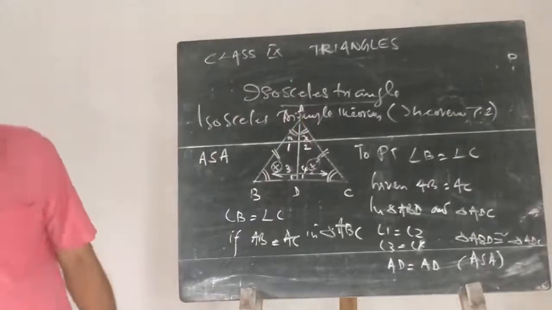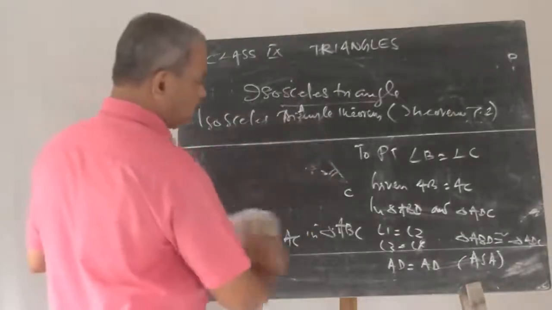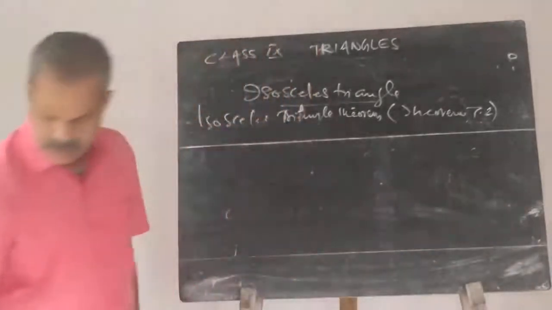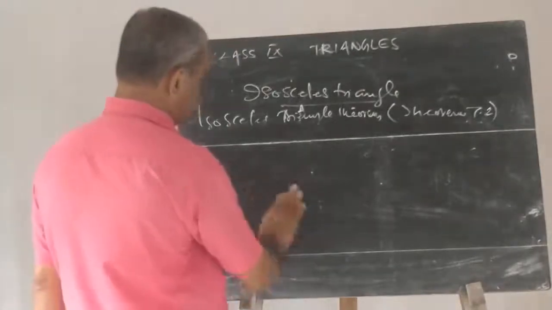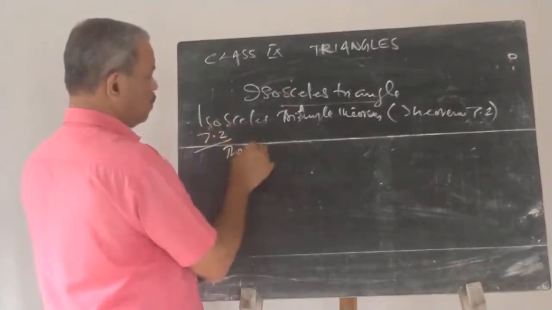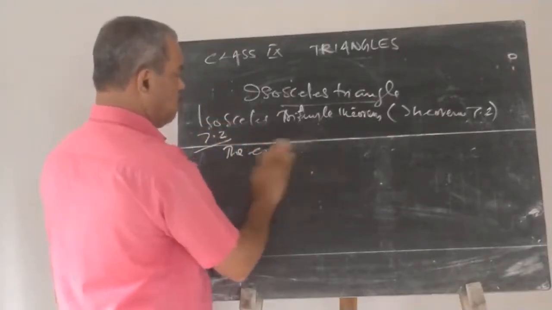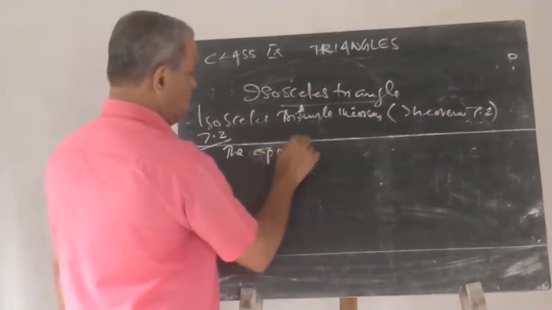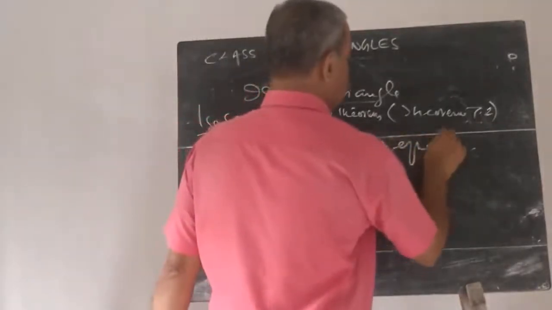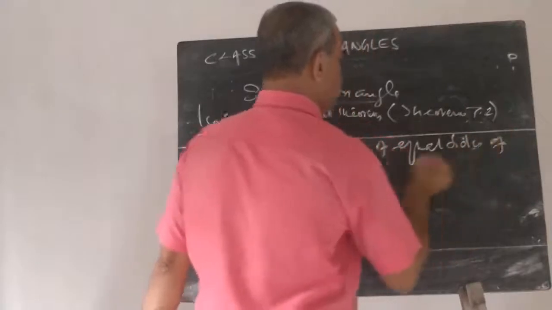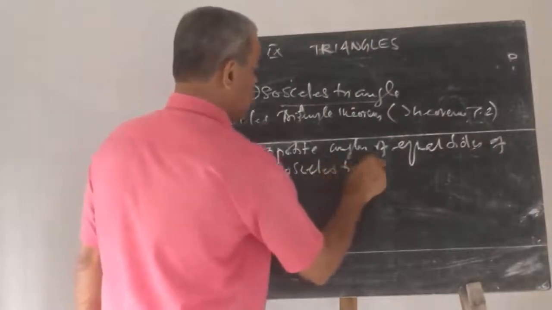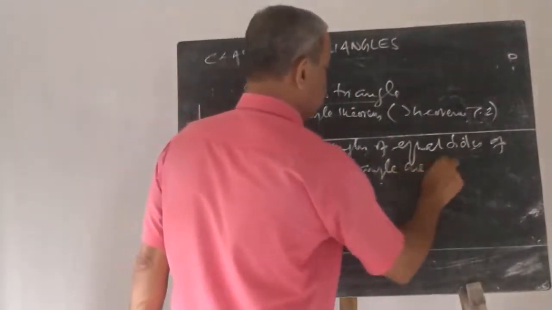Now, can we think of its converse? Let us think of its converse. The isosceles triangle theorem says that the opposite angles of equal sides of an isosceles triangle are equal. Theorem 7.2. The angles opposite to equal sides of an isosceles triangle are equal.